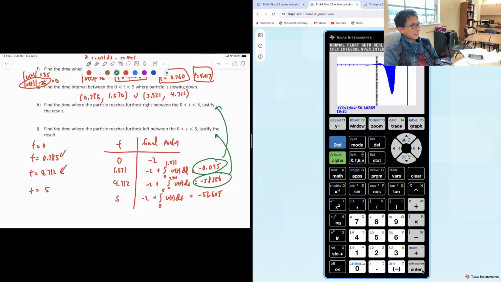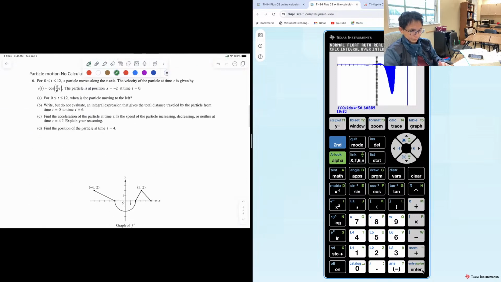If they say justify the result, you have to show the table. If they ever say justify result, you have to show the table. The experiment, right?